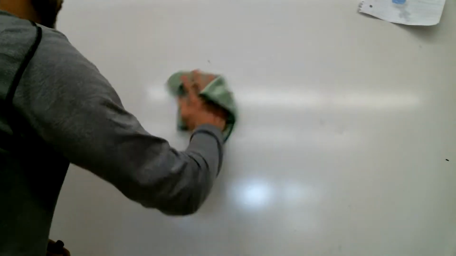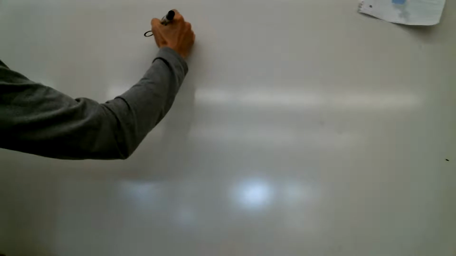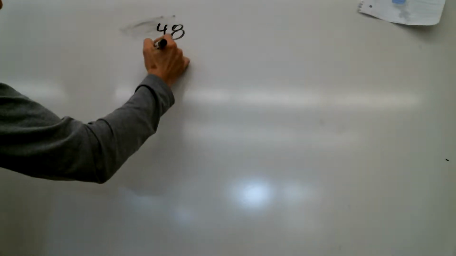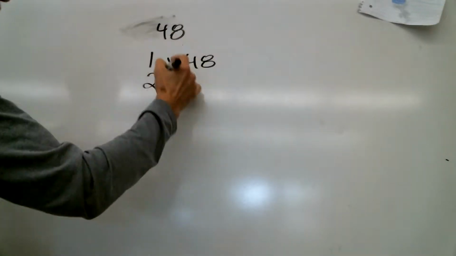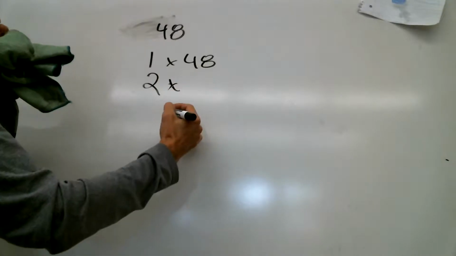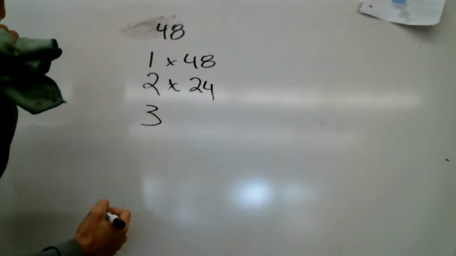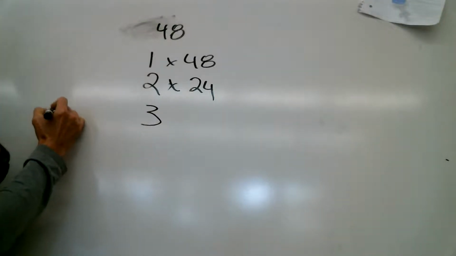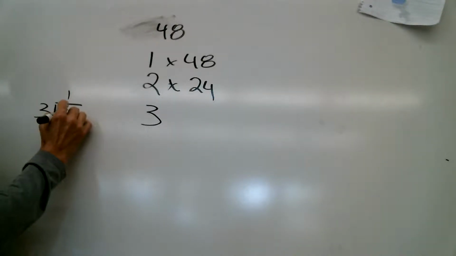Let's do one other for practice. I like to do odd ones or even ones just because it makes it more interesting. Let's do 48. So I get 1 times 48, 2. 2 is an even. 2 goes in 24 times. What about 3? Does 3 go into 48? This is where we can do our little trick. I haven't taught you this yet. Goes in once, gives me 3.